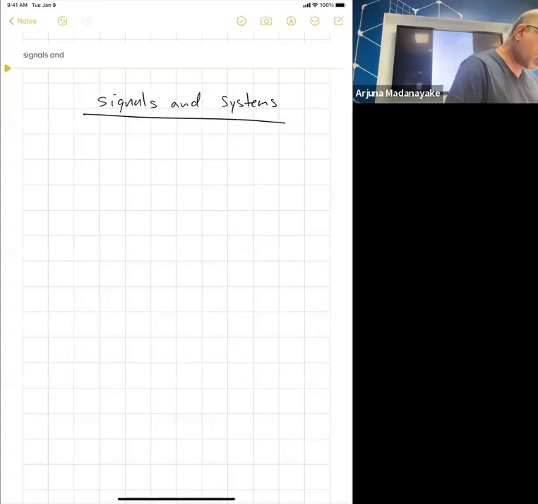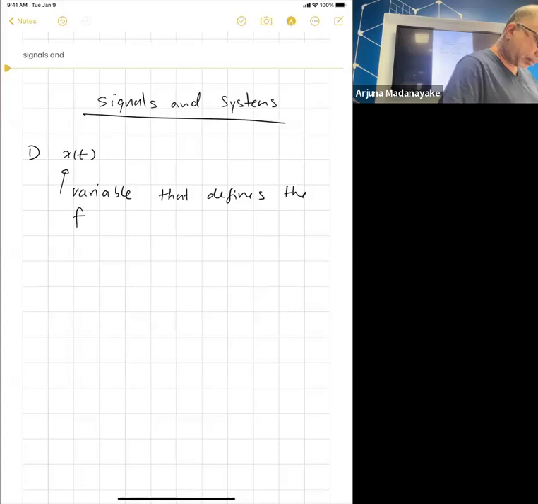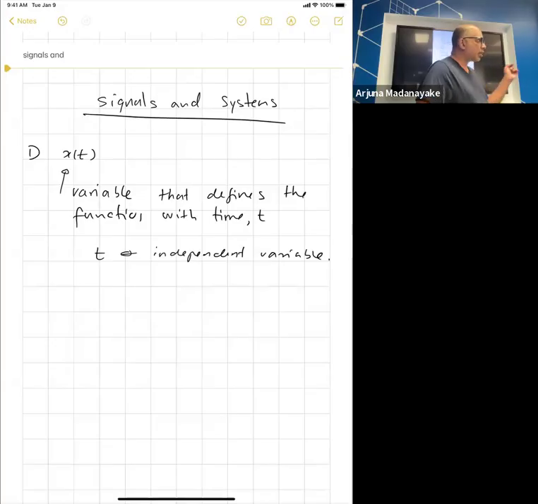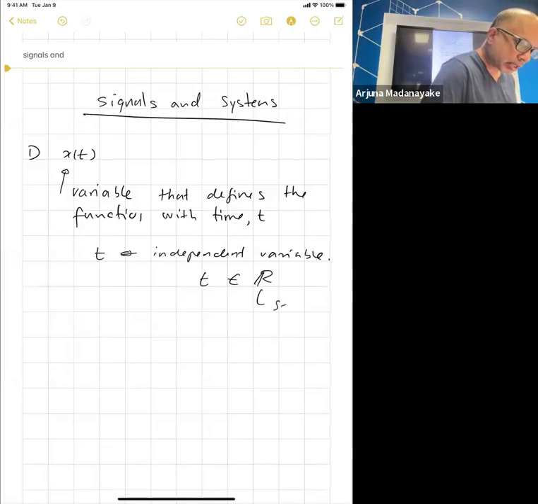For example, let's say you have a function. Let's say I'm going to define x of t as a function of time, where x is the variable. That defines the function with time t. So time t is called the independent variable. Typically time is real valued. It occupies all positive values in the real line. So we can write time as a subset of the real numbers.